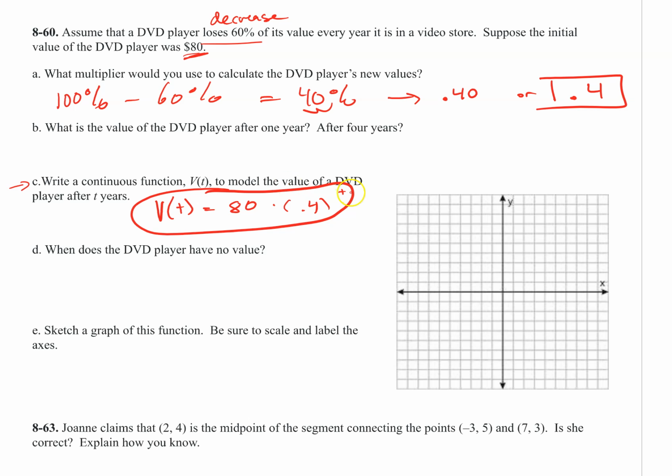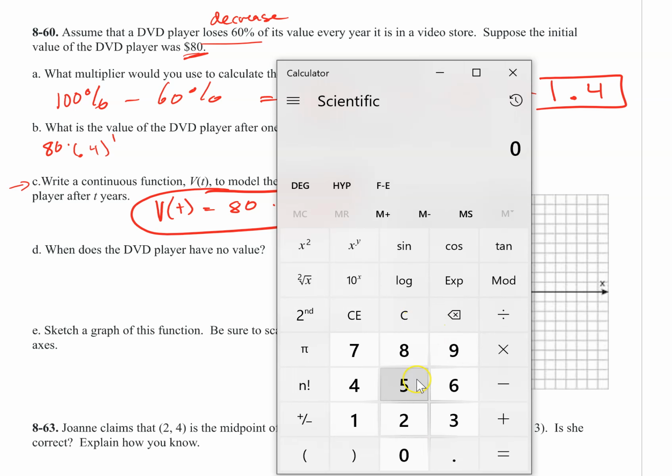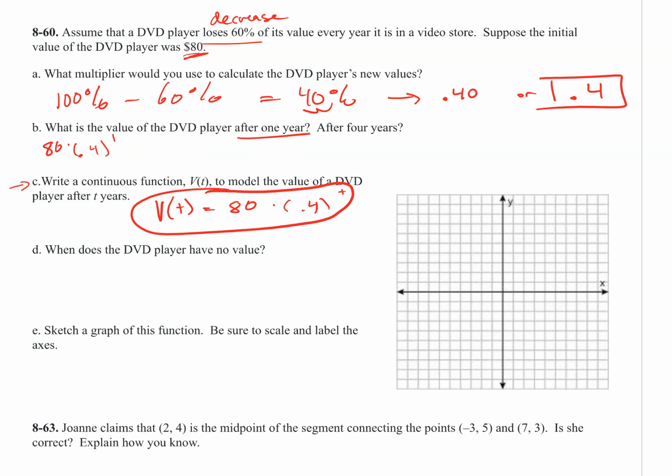Alright, so if I plug in 1 to this equation, that's 80 times 0.4 raised to the power 1. We do the exponent first because of PEMDAS. Remember that 0.4 to the power 1 is just itself, that's 0.4, and then if you multiply that by 80, 32 bucks.